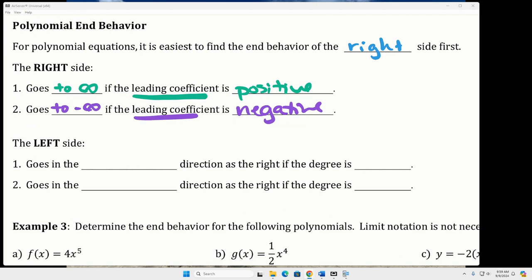Right. And then the left side depends on the degree. And so the left side goes in the same direction as the right side if the degree, do you guys know, even or odd? Even, good. And then opposite of the right if the degree is odd.